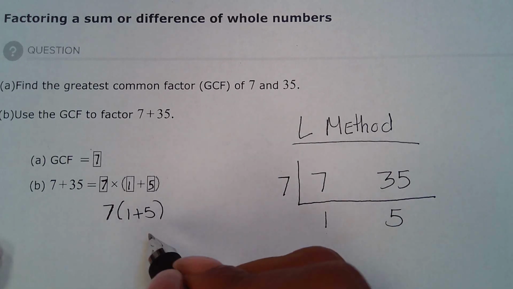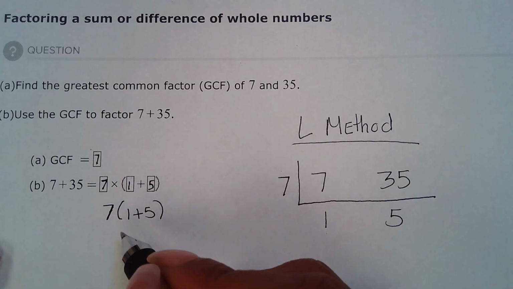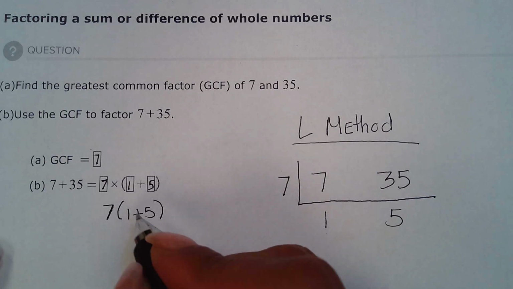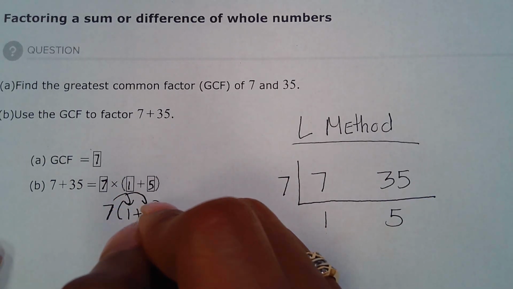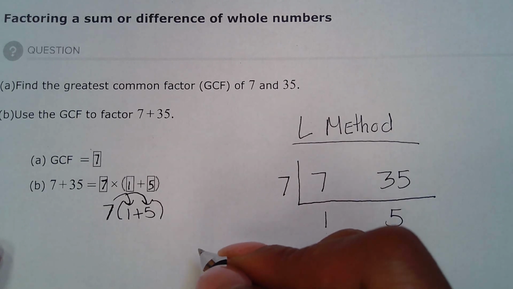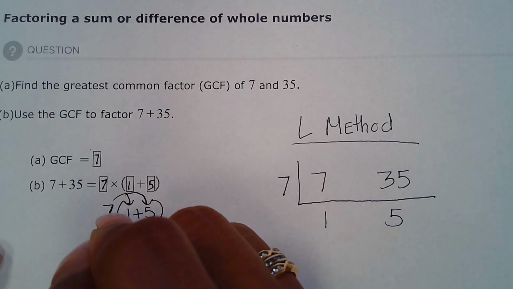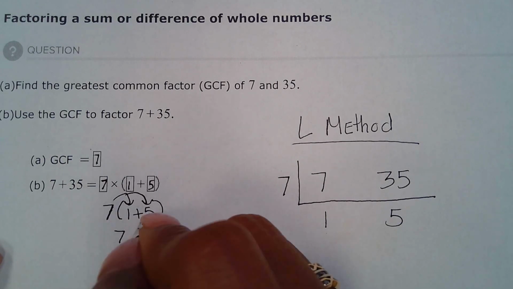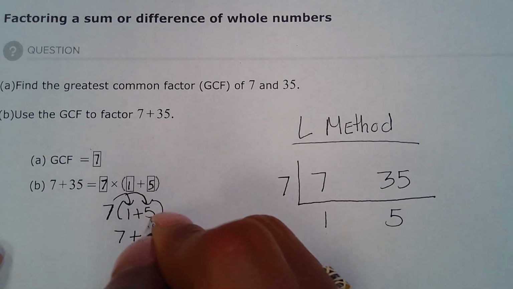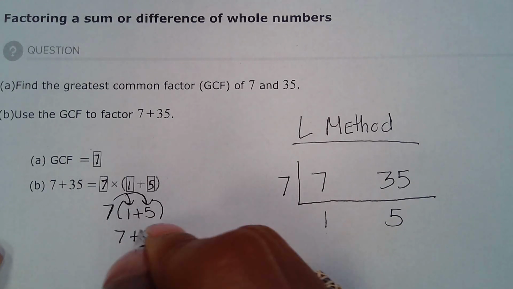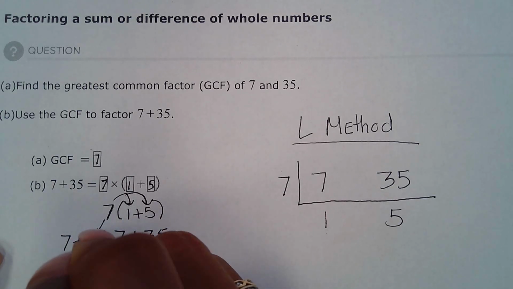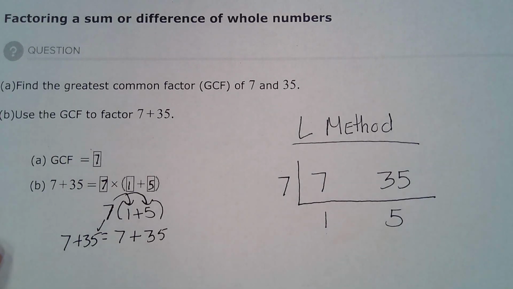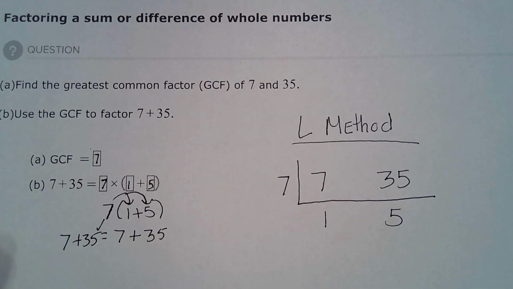We just factored it, which was like setting up the distributive property. Remember, your distributive property says you take the number outside of your parentheses and multiply by every number inside. So 7 times 1 is 7. Bring down my plus sign, and 7 times 5 is 35. And obviously, that equals 7 plus 35, which equals itself. So it lets us know that what we've done is correct.